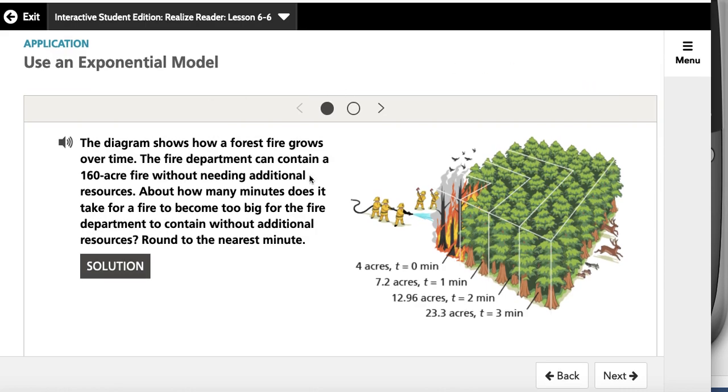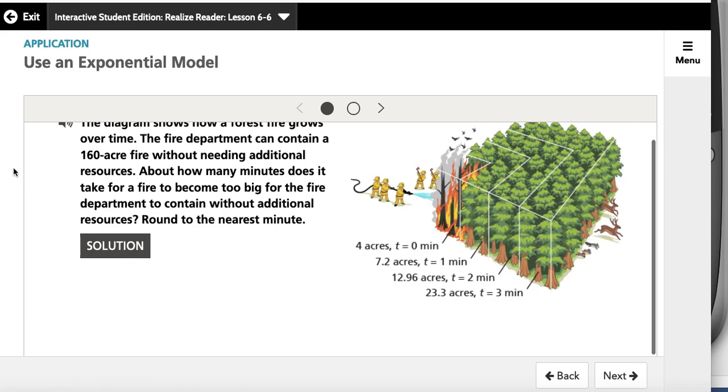The diagram shows how a forest fire grows over time. The fire department can contain a 160-acre fire without needing any additional resources. About how many minutes does it take for a fire to become too big for the fire department to contain without additional resources? So I guess we want to know how long it is going to take for the fire to cover the 160 acres.